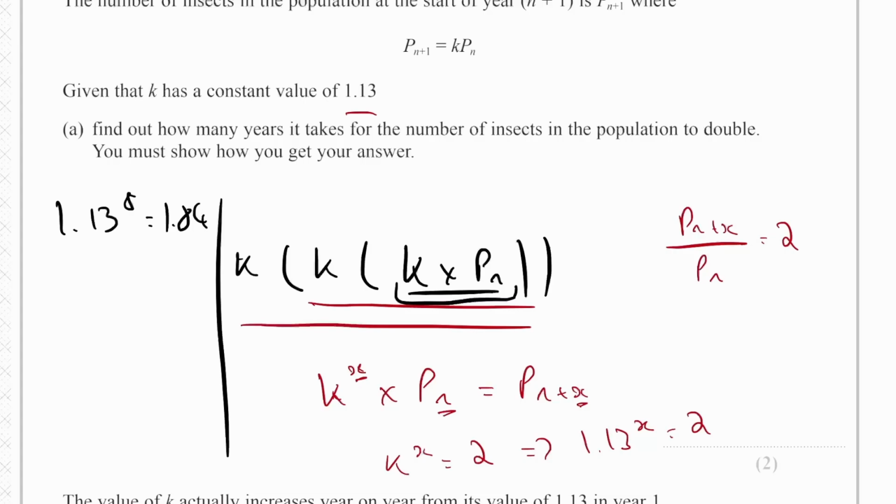And so after 5 years, it's not quite enough. And if you do 1.13 to the 6, then you should get 2.08. So you can say after 6 years, it does double. And so your final answer would be 6 years.